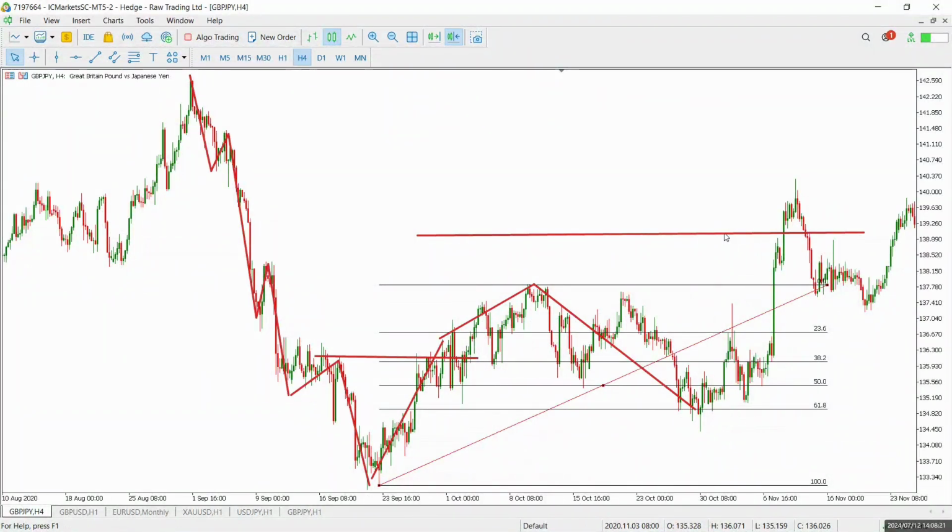So this happens on multiple examples of how you can use Fibonacci for an entry and for an exit. And if you apply this, your success is 100% guaranteed.